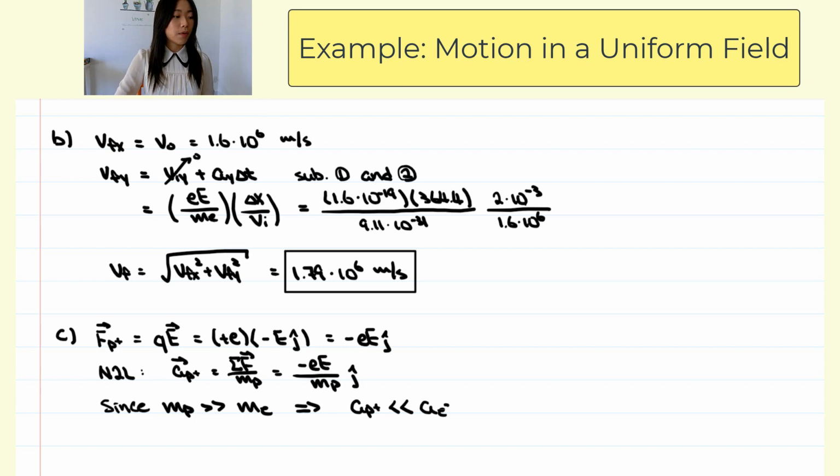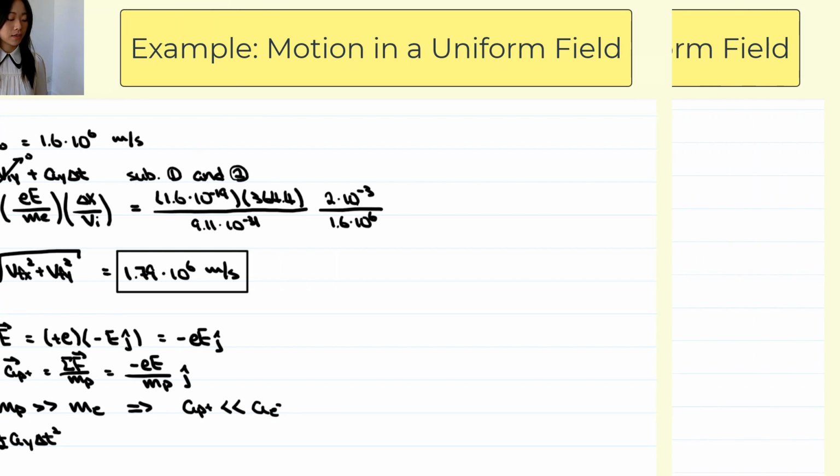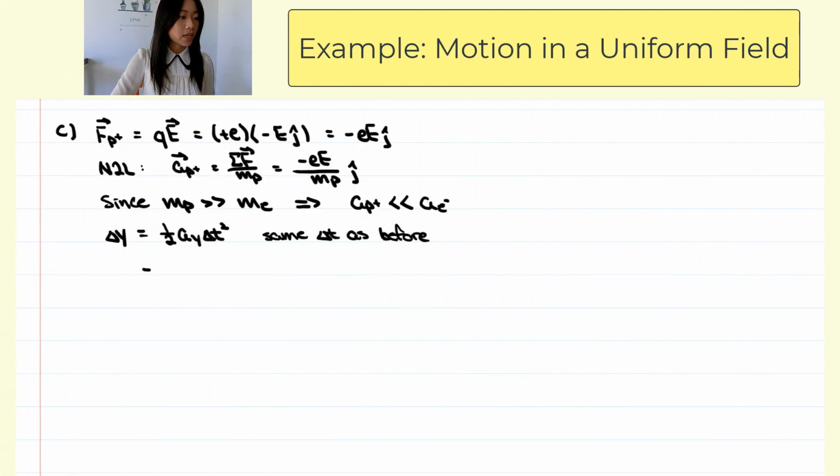Let's find the delta y that it is going to travel. We use the kinematic equation again. It is half of the acceleration in y times delta t squared. And here the delta t is the same as before. So delta y equals half of the acceleration, which is negative e times the electric field divided by the mass of the proton, times delta t squared. Delta t is delta x divided by initial speed.